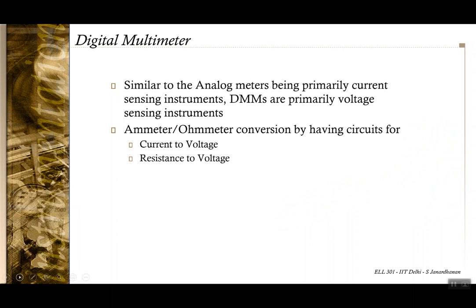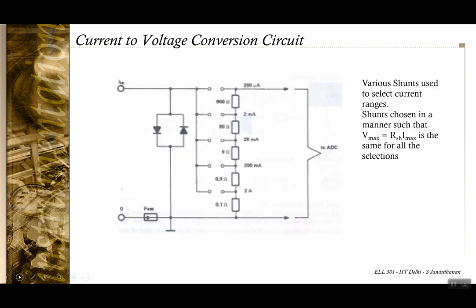Okay, so similar to the analog meters, which are primarily current sensing elements, the digital multimeters are primarily voltage sensing instruments, and they can be modified into an ammeter or an ohmmeter by having an appropriate circuit for current to voltage conversion or resistance to voltage conversion. Okay, let's see the current to voltage converter.